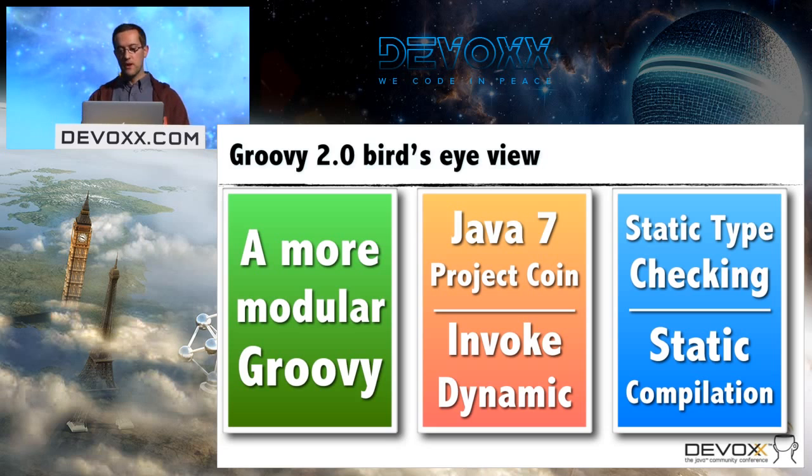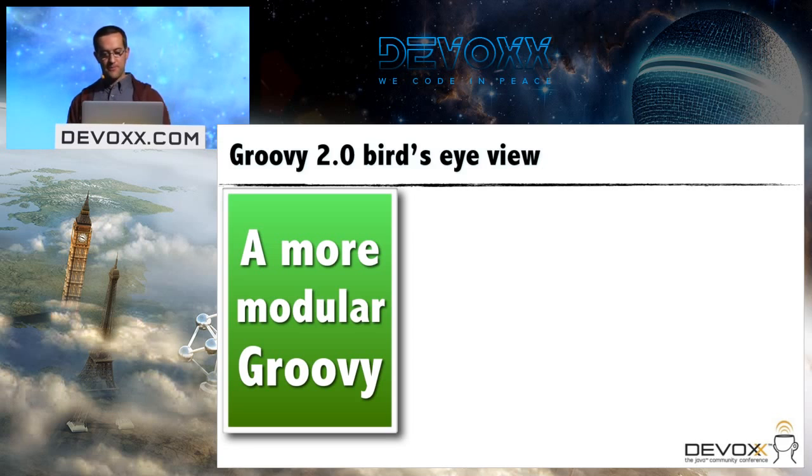And there's a third theme, which is a static theme in the sense that you can do the same kind of static type checking, or even in some cases better static type checking than Java itself, as well as static compilation to generate the same kind of bytecode that the javac compiler generates, so that Groovy is somehow a nice DSL for Java, with the same speed as Java, etc.